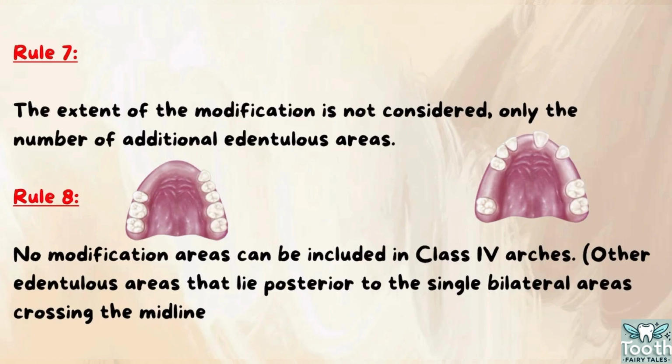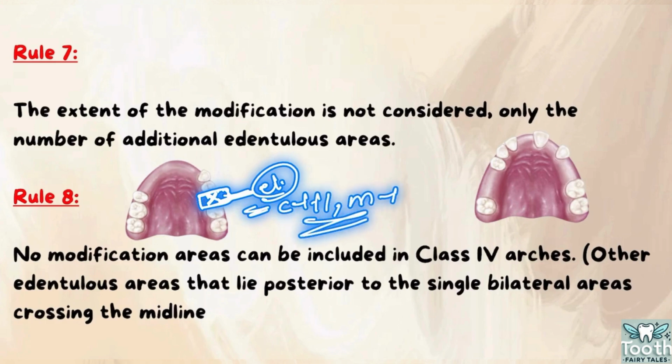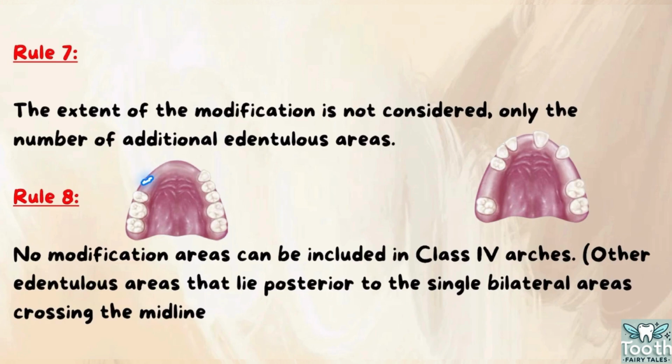So suppose this premolar is missing in this arch, then this becomes the posterior edentulous area. Now this becomes the area for determining the classification. Hence it becomes class 3 modification 1. So that is the reason why class 4 arches do not have any modifications. If there are any edentulous areas behind the single edentulous area, that posterior edentulous area will determine the classification.